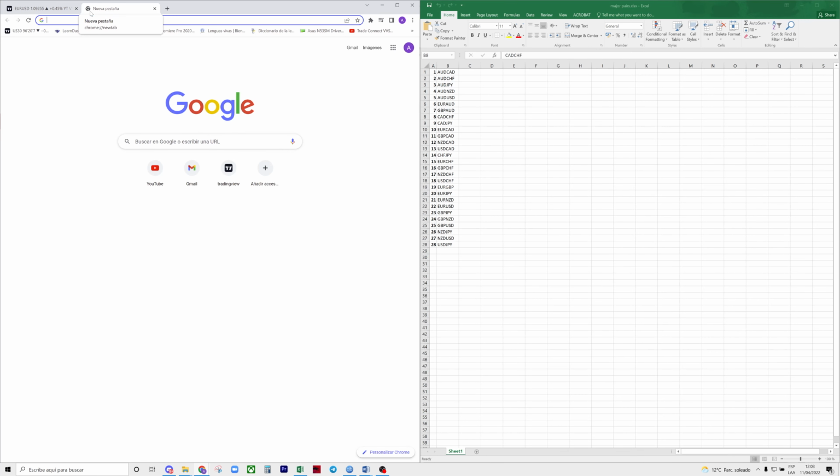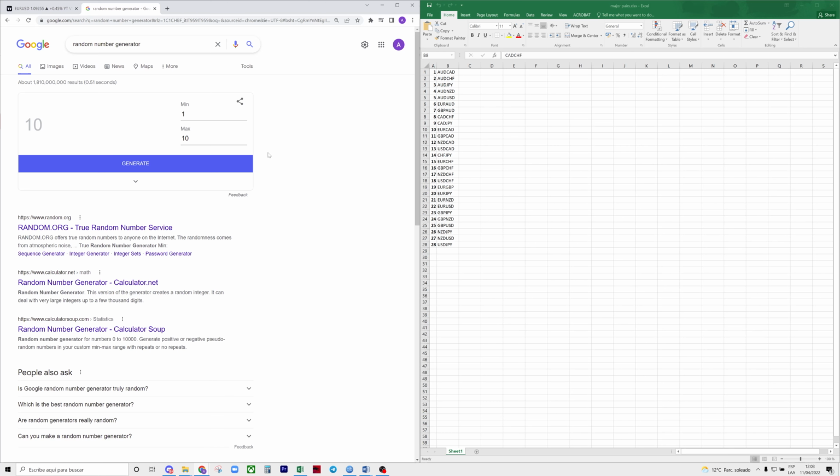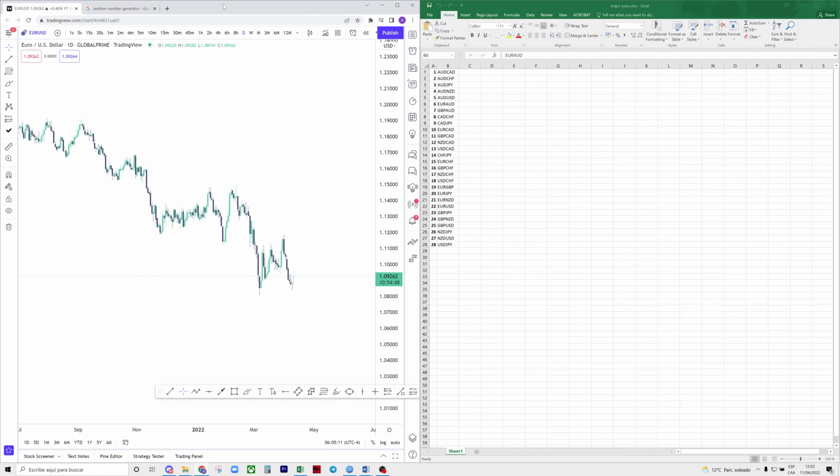So let's pick a random pair. I have an Excel sheet with the 28 major pairs, so I will pick a random one. Number 6 is Euro AUD. So let's go to Euro AUD.